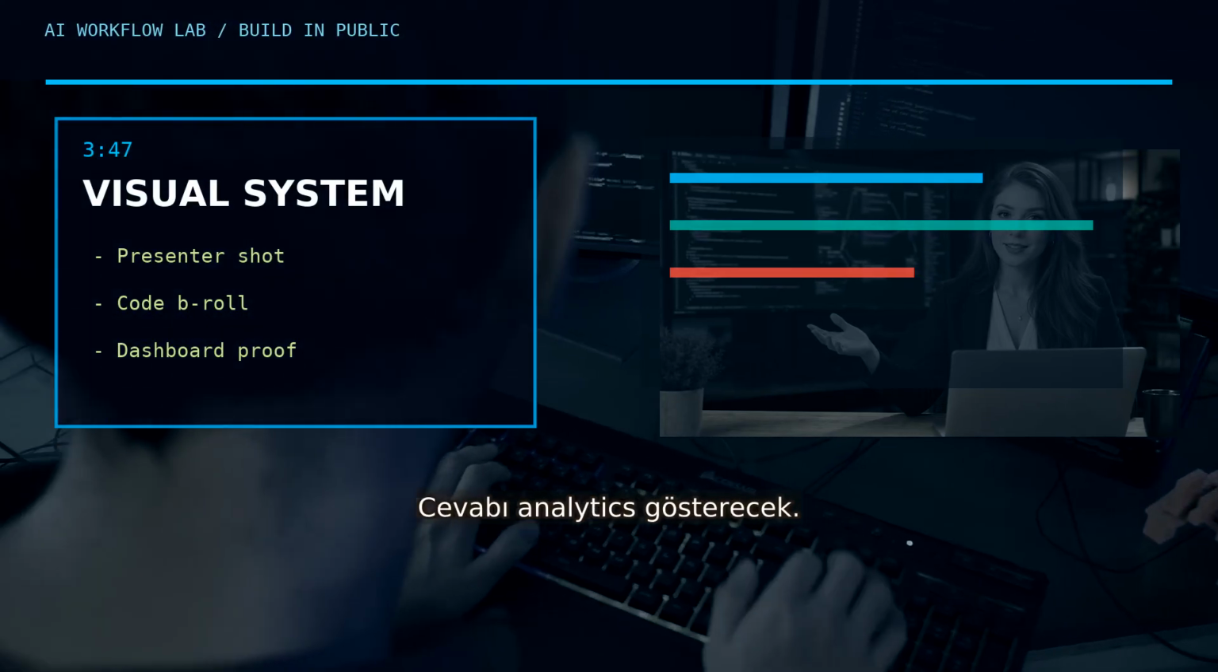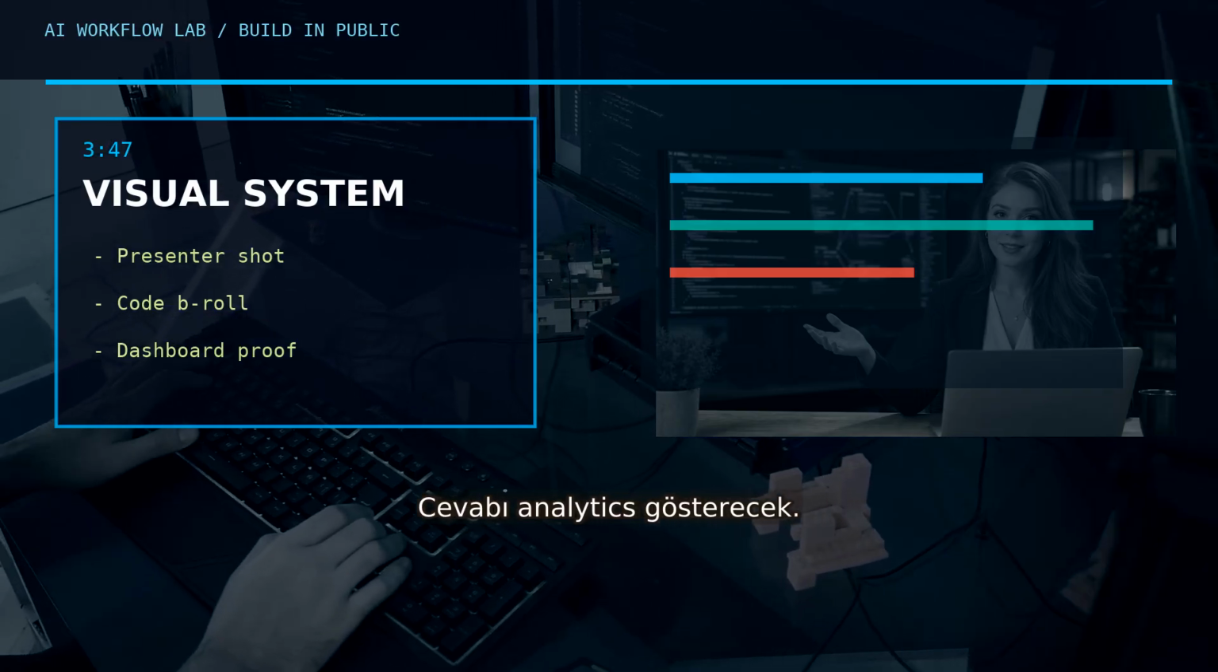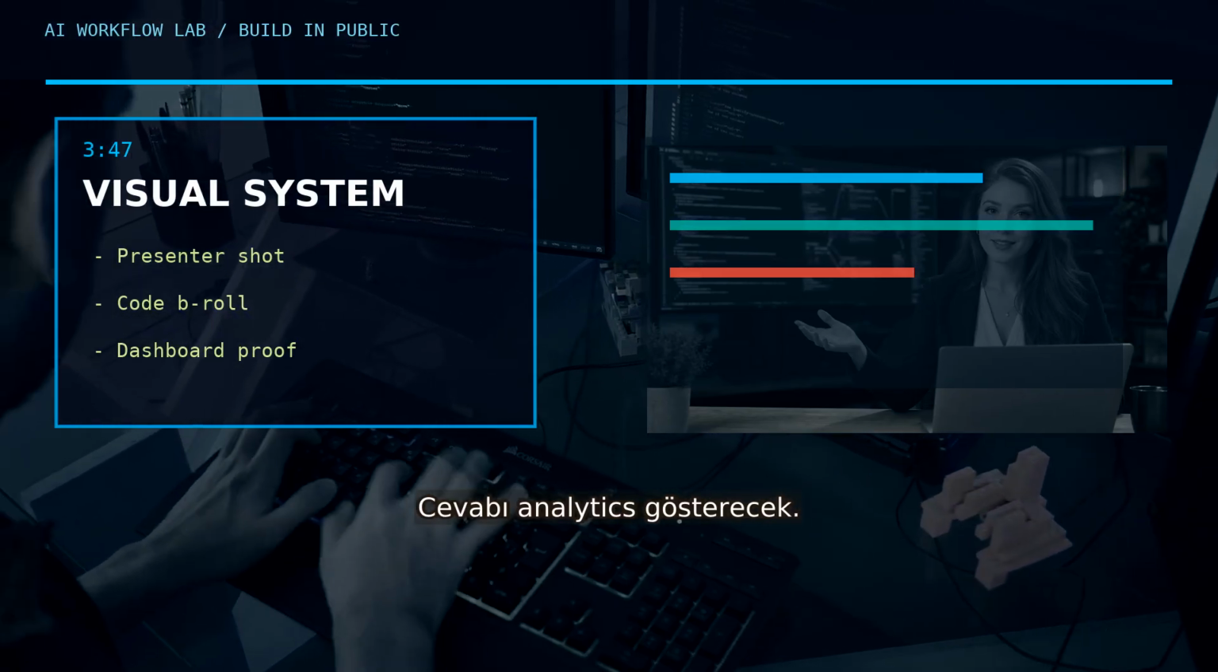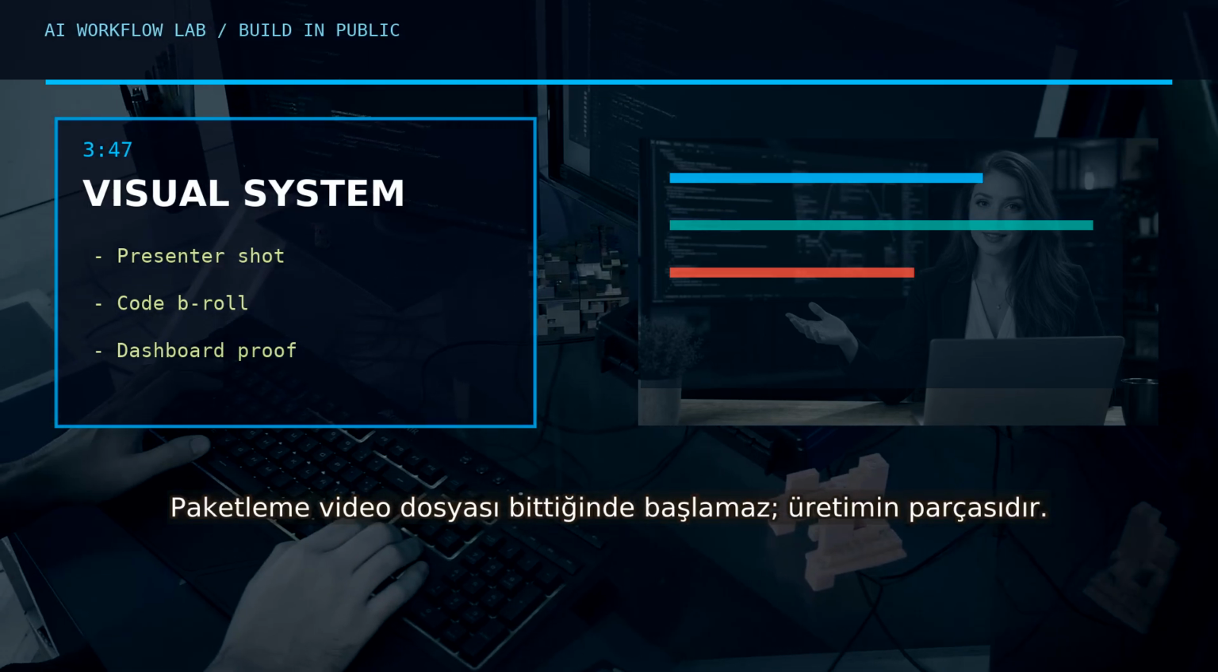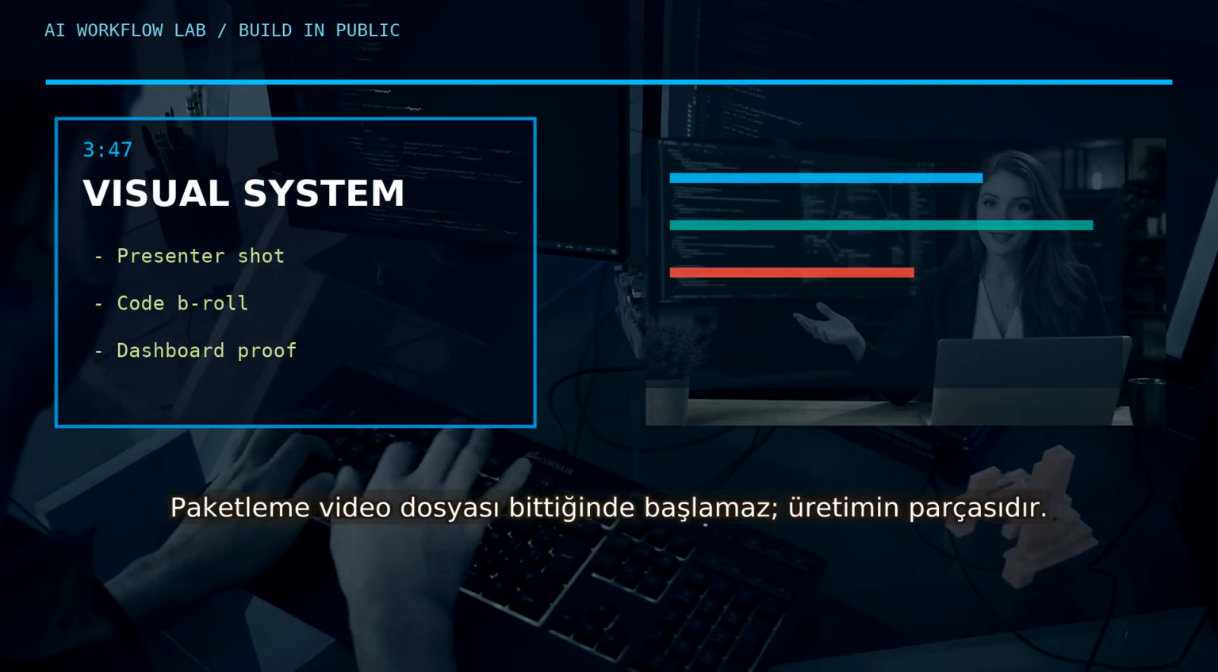The presenter is there for identity. The B-roll is there for proof. When a viewer sees the system moving from idea to render to analytics, the video feels more real than a slideshow. Visuals should also repeat the channel identity.